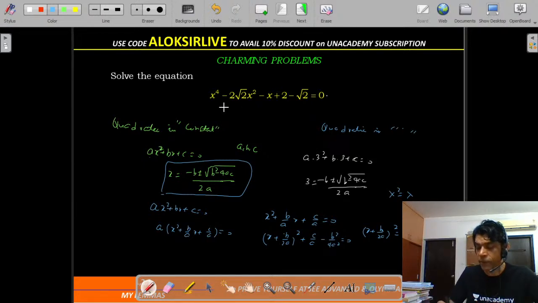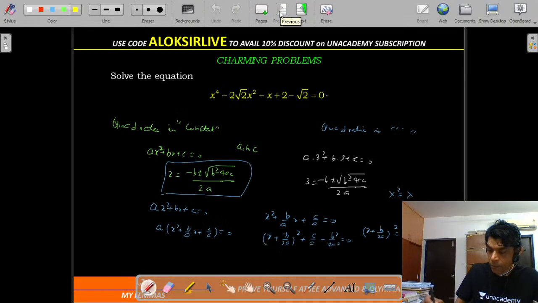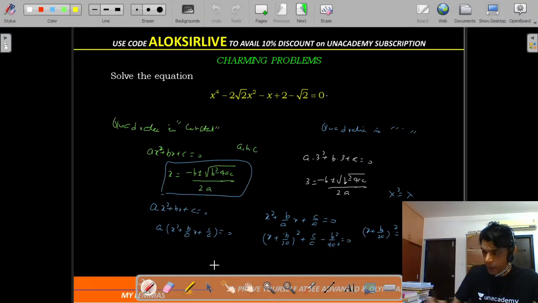So let me just first do this example: x to the 4 minus 2 root 2 x squared, minus x plus 2 minus root 2 equal to 0. Let me copy it because it is not there now. So we want to solve this. Now let me check once more that the problem is copied correctly.